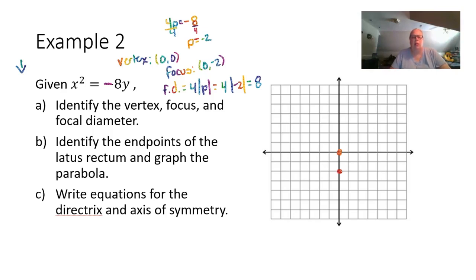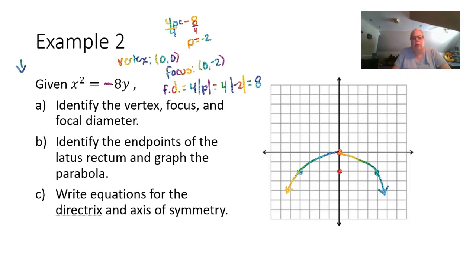Okay, part B. Now we want to identify the endpoints of the latus rectum. That's going to be the little line that goes through the focus. And then we're going to graph this thing. Now, easily we can just say, oh, we've got 8 here. Let's just add 4 to this side, and there is one endpoint. And then we can subtract 4 from this side, and there's the other endpoint. And then I can just sketch my parabola in this way right here. And now we have a nice pretty sketch.